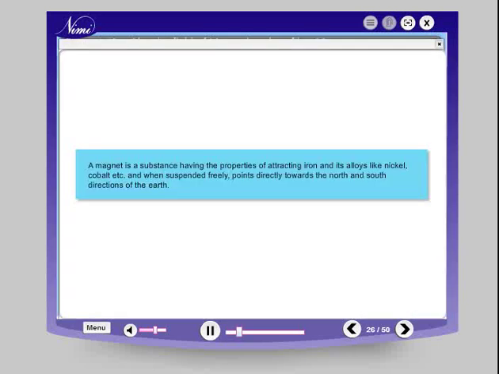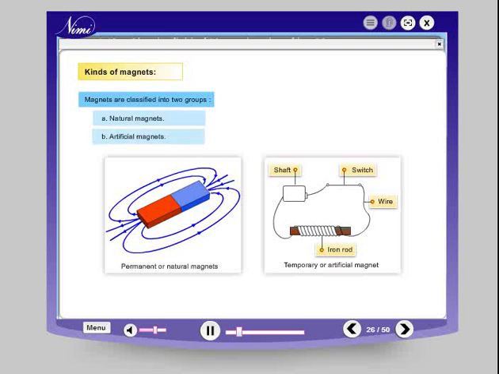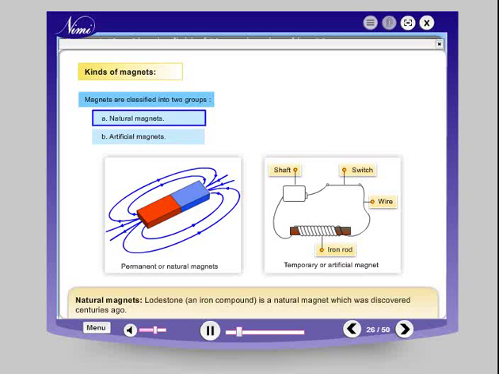A magnet is a substance having the properties of attracting iron and its alloys like nickel, cobalt, etc. and when suspended freely, points directly towards the north and south directions of the earth. Kinds of magnets. Magnets are classified into two groups. A. Natural magnets. B. Artificial magnets. Natural magnets. Lodestone, an iron compound, is a natural magnet which was discovered centuries ago.